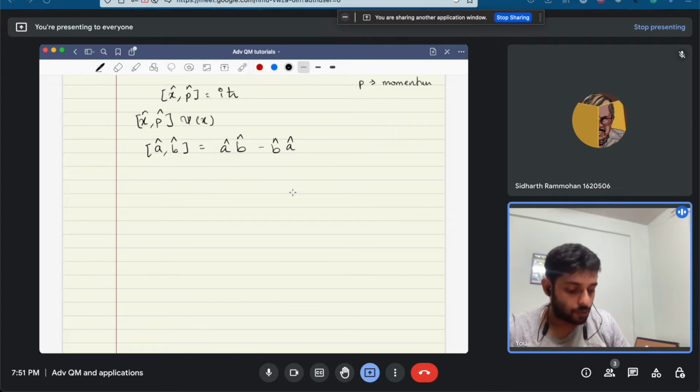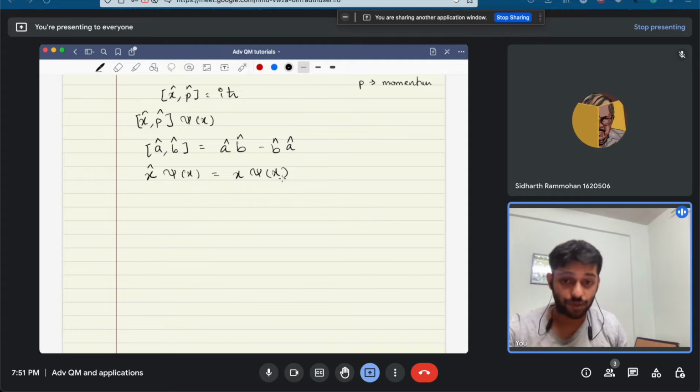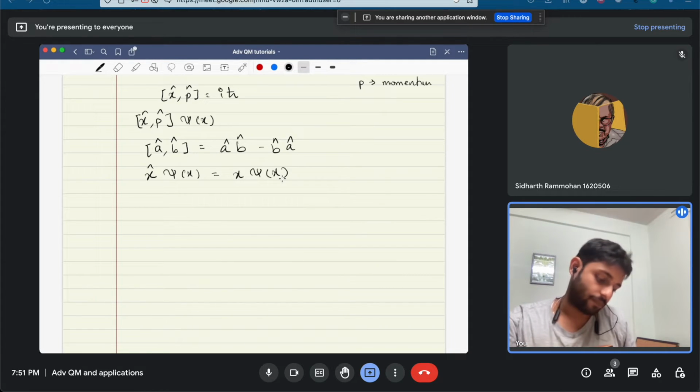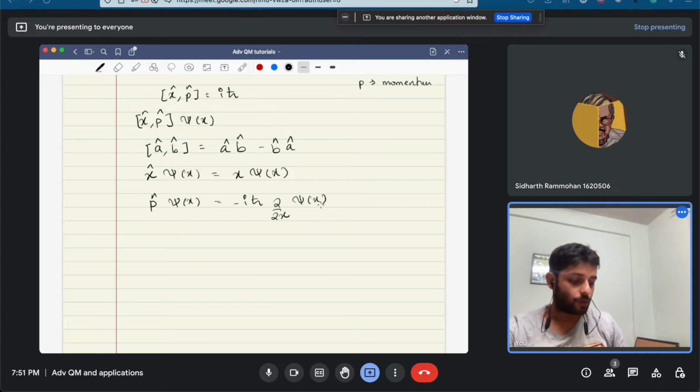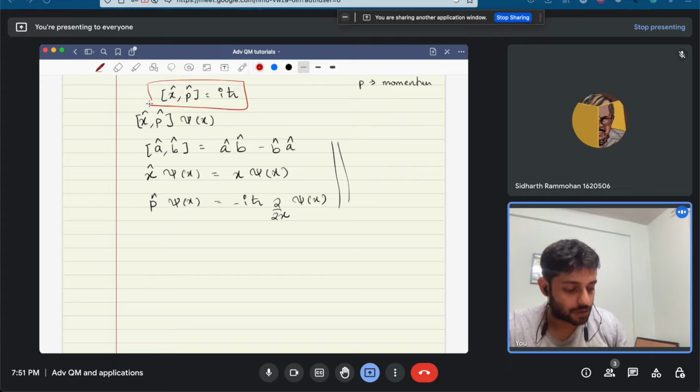So we know that if x is operated on psi of x, we get x psi of x, because x is the position, whereas p is defined as minus i h bar del by del x acting on psi of x. So we are going to use these three definitions, and we will find out the commutator [x, p] equal to i h bar.